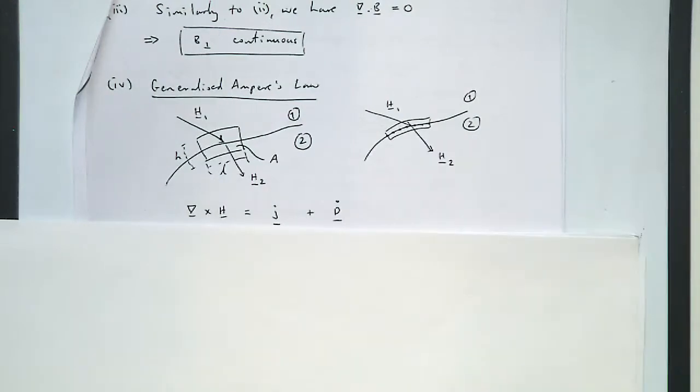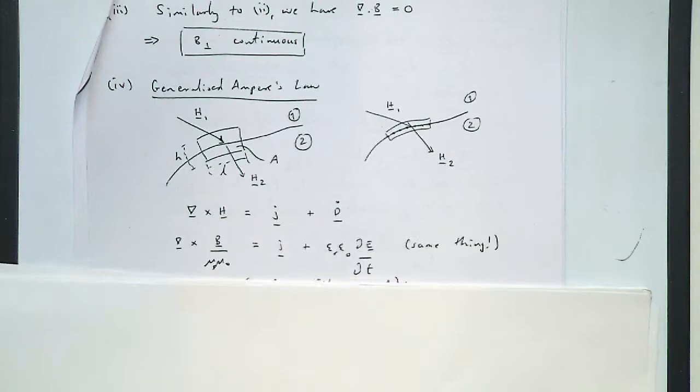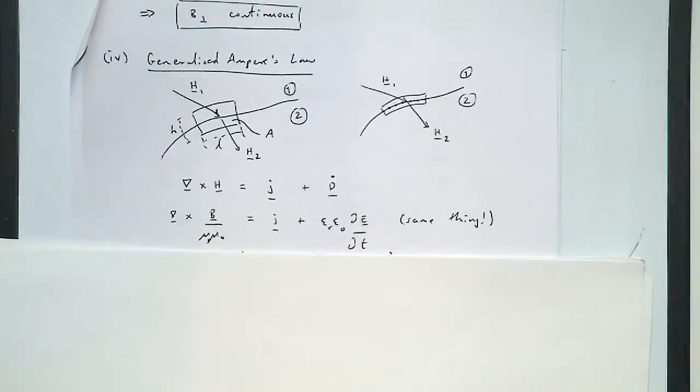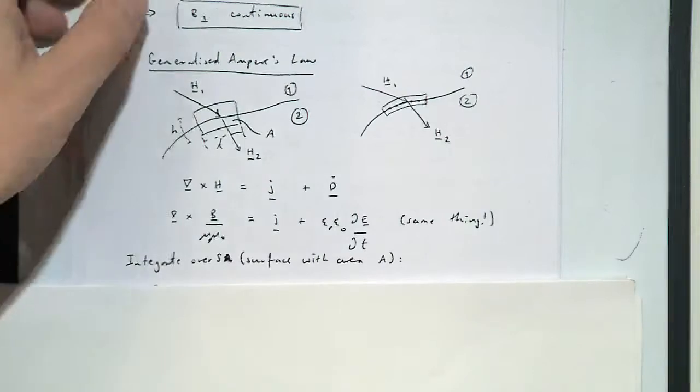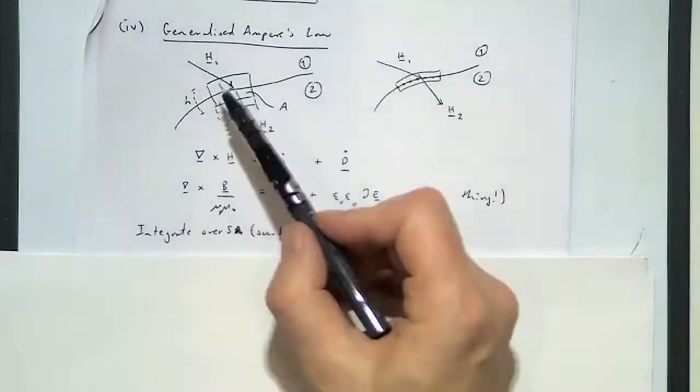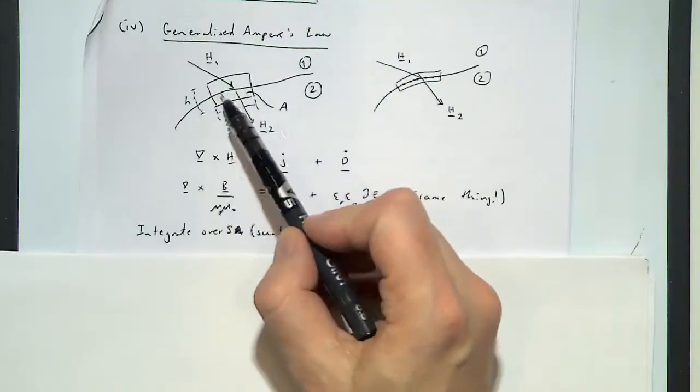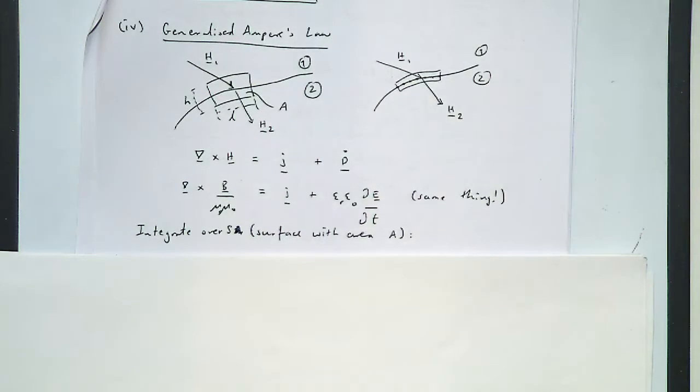So we can relate curl of H to the currents and the rate of change of whatever electric field is going on. That's one way of writing that. You can also write it down in the traditional way. Those two statements are the same thing, aren't they? And that's a relative permeability there. So we do the same thing. We integrate over that surface, that's a surface here with area A, proportional to H and proportional to L.